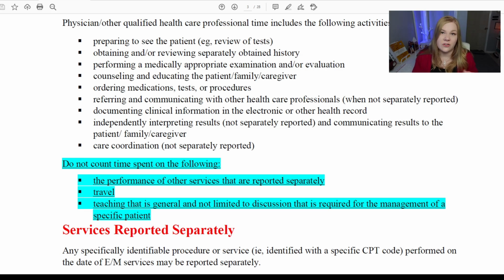Also, teaching that's general and not associated with that patient and that encounter and the reasons they're being treated for that day is not counted in time. But again, that's only if you're billing based off of time. Depending on the different conditions of the patient, you might actually score a higher level of service based off of medical decision making versus time.